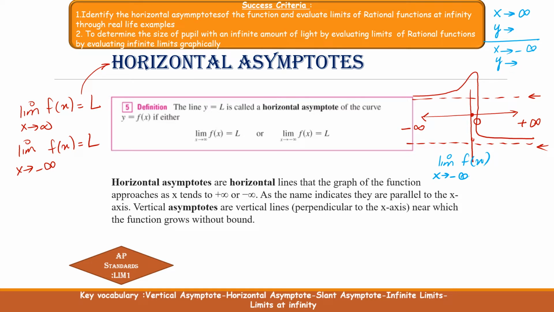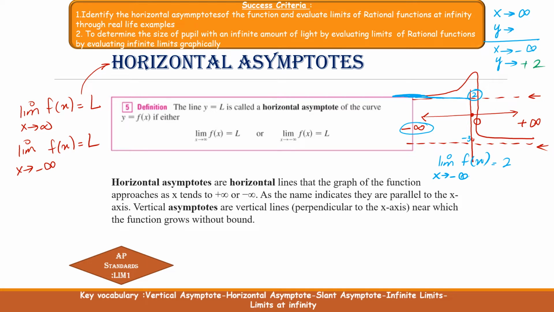Now look at the graph. Here it is negative infinity. If this is negative infinity, and let's suppose here is 2 and here is negative 3, what is the value of the y? Approximately, if you see, the value of the y is positive 2. So the value of the y at negative infinity is positive 2.